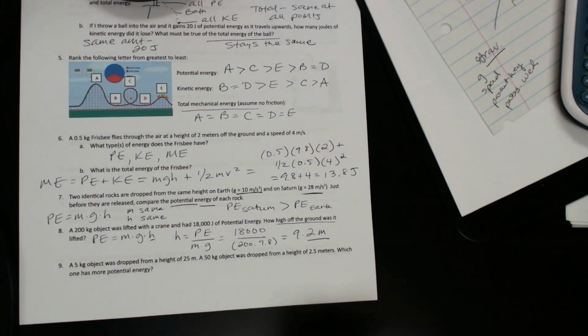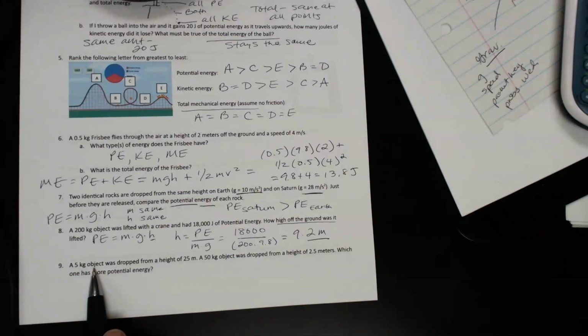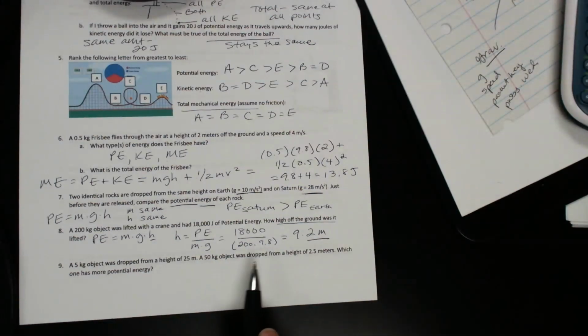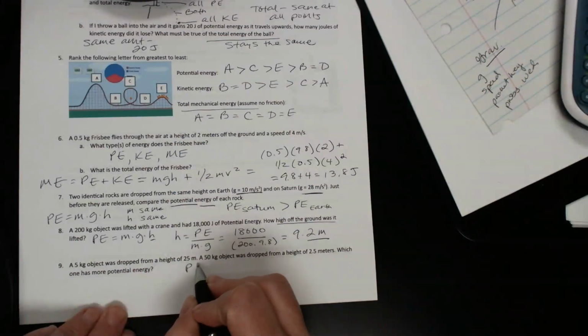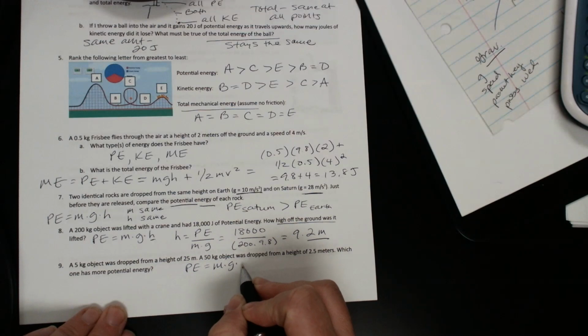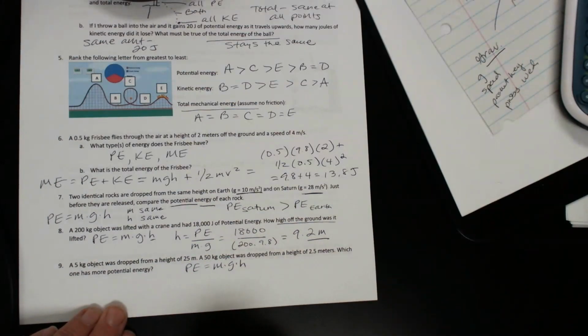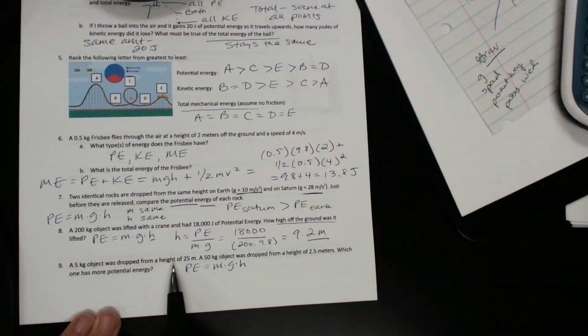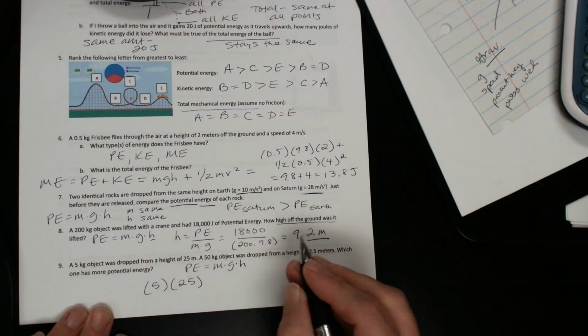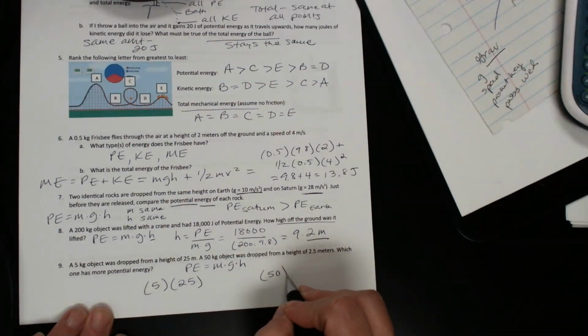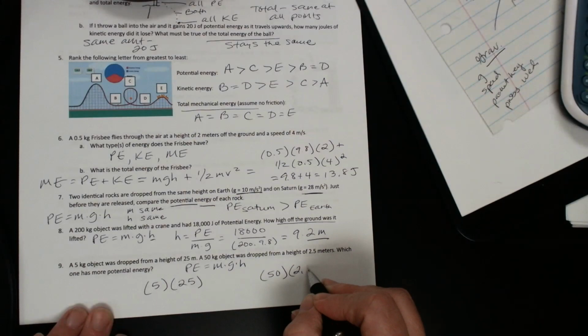Okay, so then we've got a 5 kilogram object dropped from a height of 25 meters, and a 50 kilogram object dropped from a height of 2.5 meters. Which one has more potential energy? PE equals M times G times H. G is the same for both of these objects, so I can really just multiply mass and height to compare them. I've got one with a mass of 5 kilograms and a height of 25 meters, and one with a mass of 50 kilograms and a height of 2.5 meters.